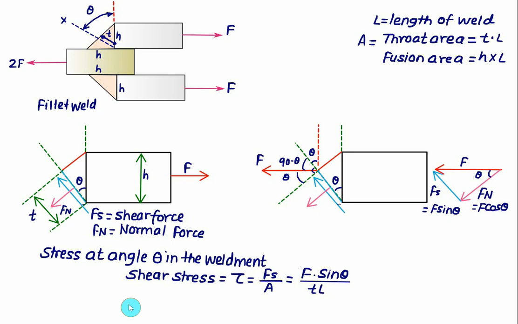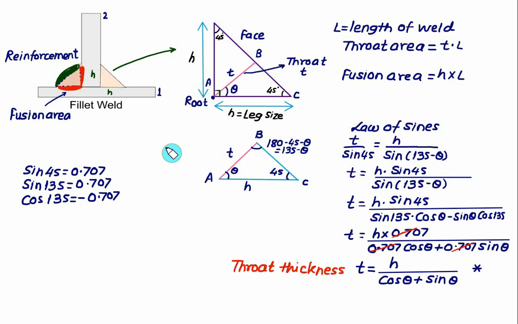Secondly, we can also show the normal stress, which we represent as sigma, given as the normal component of force, Fn, divided by again the throat area. We have the same throat area, equal to T into L, but the normal force is given as F into cos theta divided by the throat area T into L. So we know tau, we know the value of normal stress, and we have already shown that if we have equal leg size, then the throat thickness at any angle theta can be given as T is equal to H divided by cos theta plus sine theta.